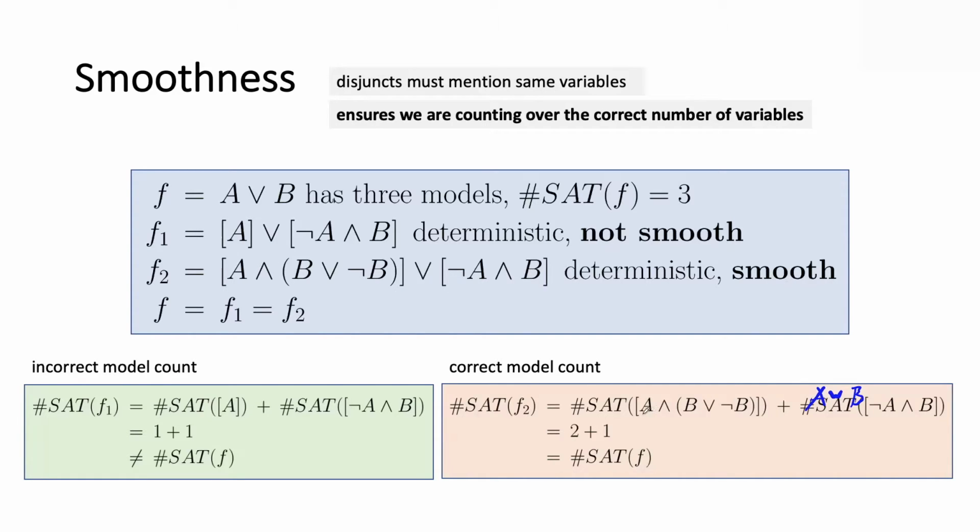Now I'm telling you count this guy, count that guy, and add them. And now B is in there. So when you do a model count for that, you get the number 2, which is the correct number. You add them, you get the number 3. Okay?